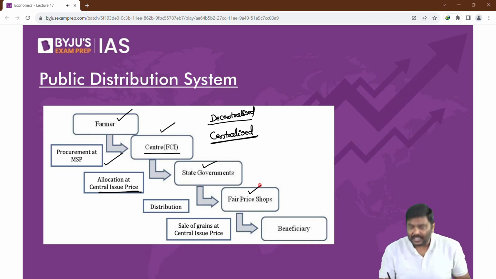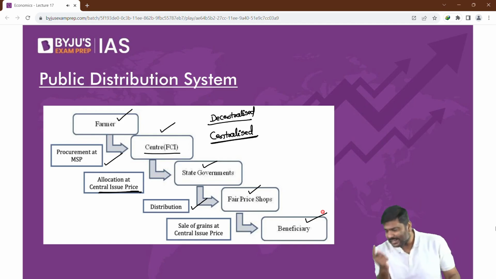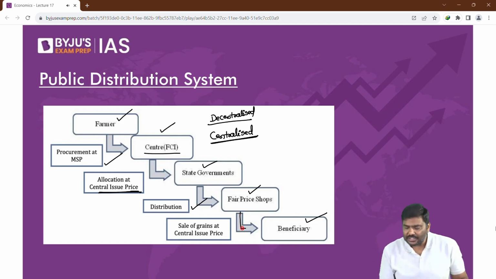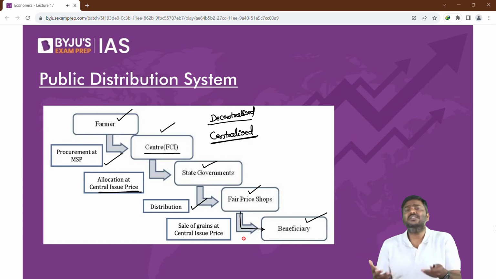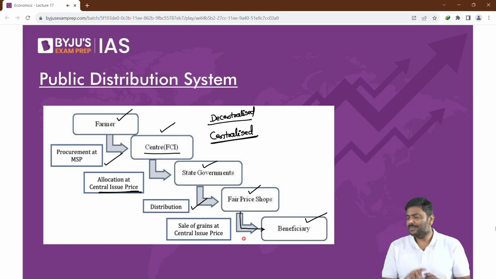The state government will get the food grains from the central government. Now state governments will set up fair price shops throughout the state. State government will identify the beneficiary and distribute food grains to the beneficiaries. This is how public distribution system in India will actually work out.